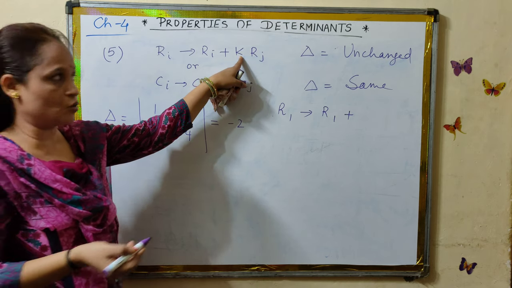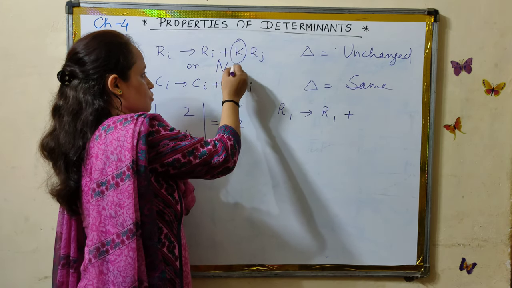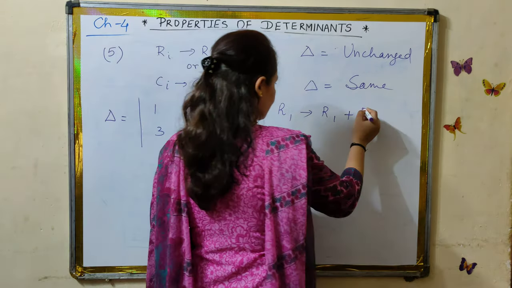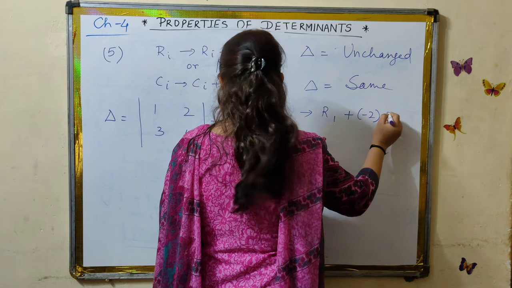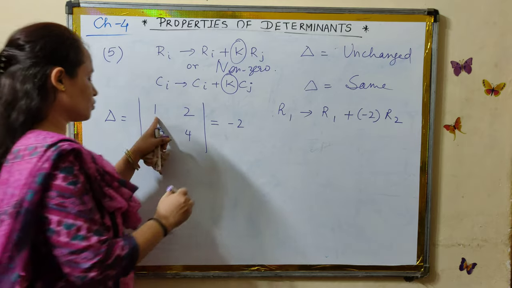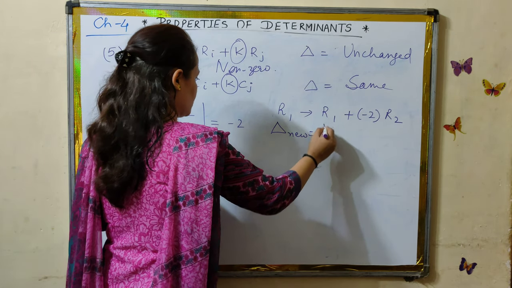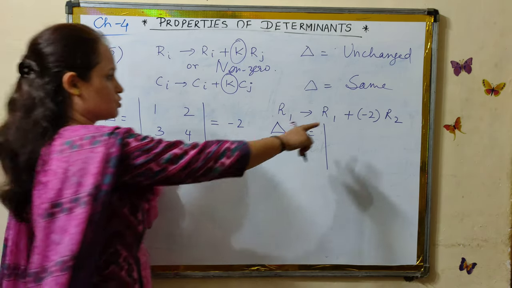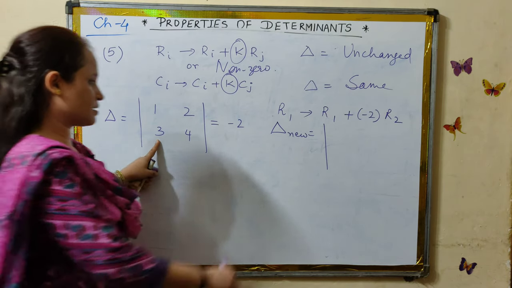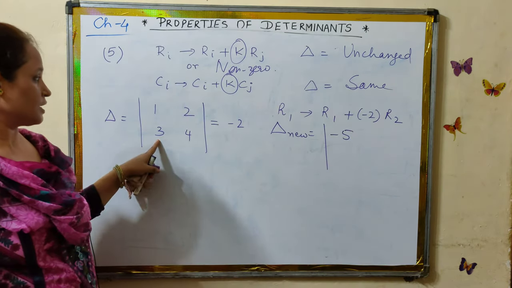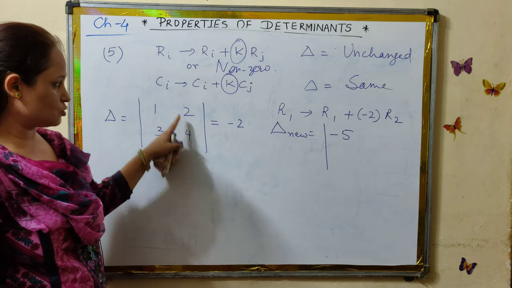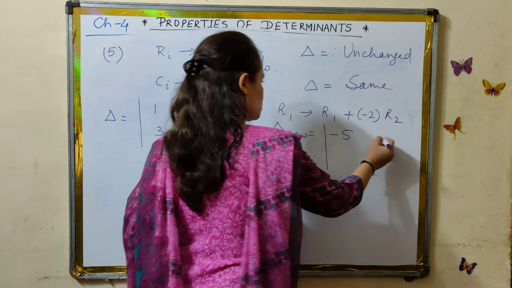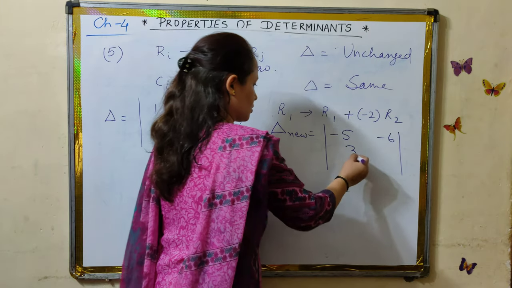The scalar k is non-zero. You can take k to be any non-zero figure, negative or positive. So I'm taking a simple one here, minus 2 times row 2. So what will happen to the elements of row 1? In the new determinant, we are adding to the row 1 elements minus 2 times the corresponding elements of row 2. So 1 minus 6 is minus 5. Then 2 plus minus 2 times 4, and minus 2 times 4 is minus 8, so 2 minus 8 is minus 6. Second row has no changes, so it remains as it is.